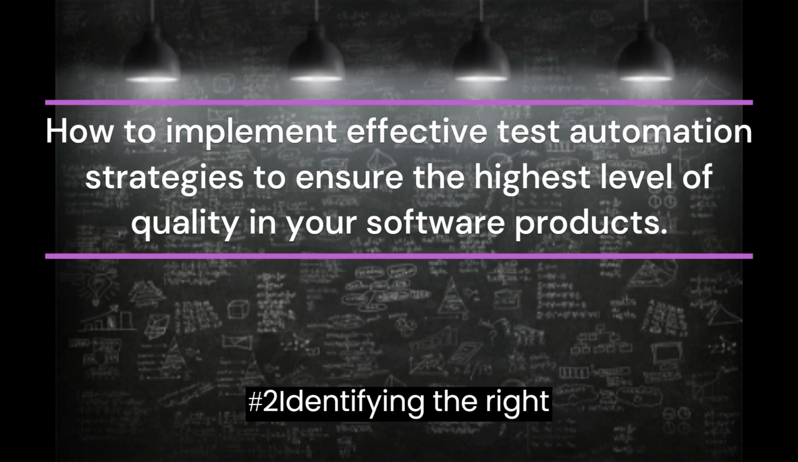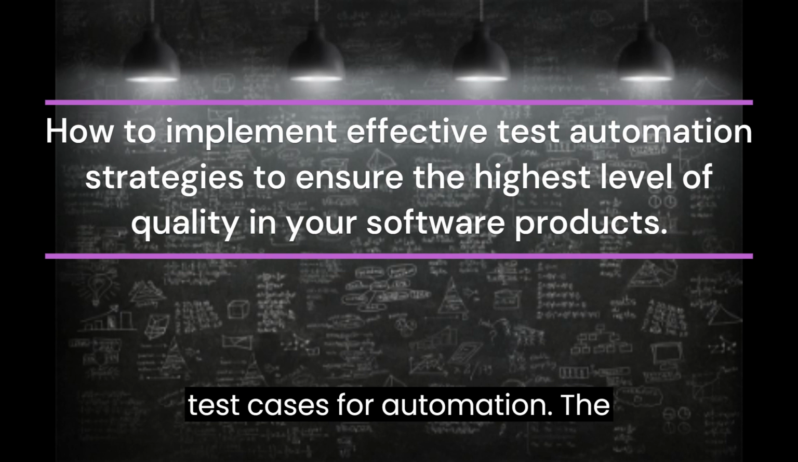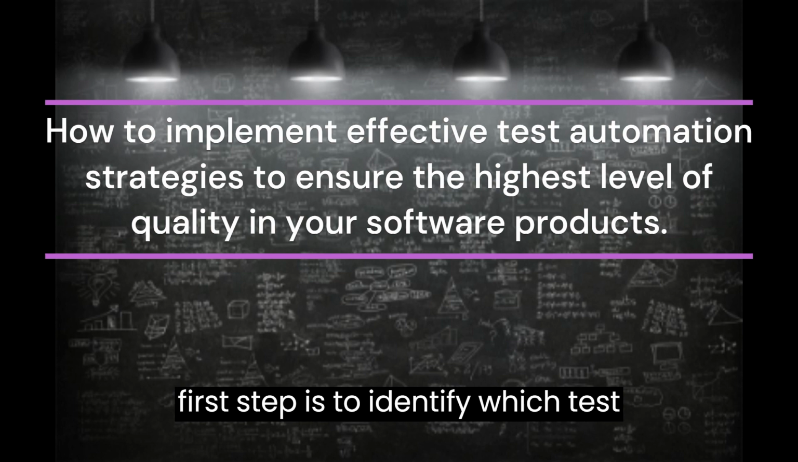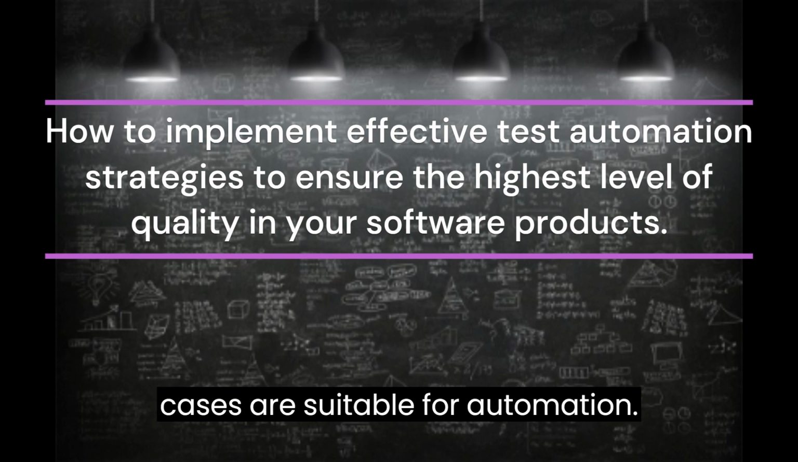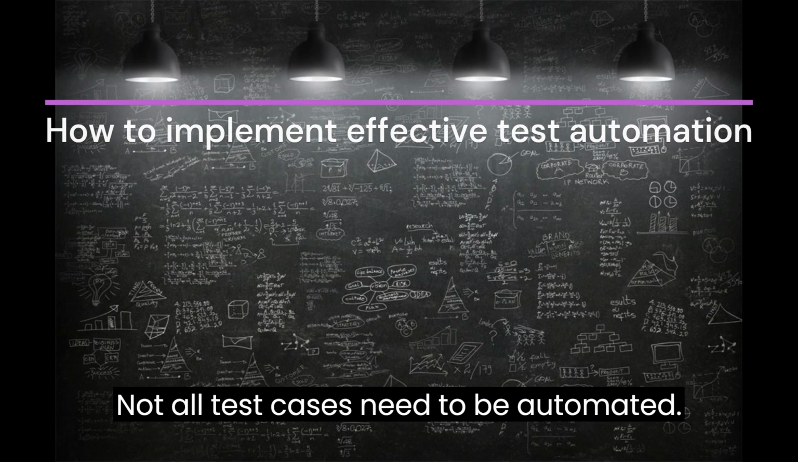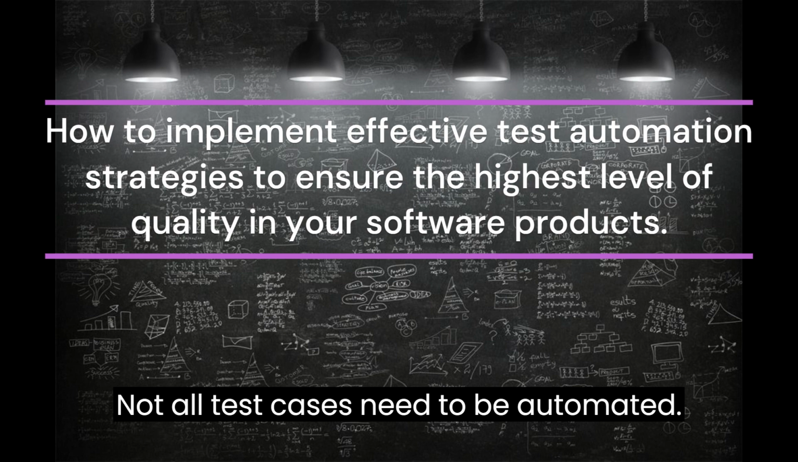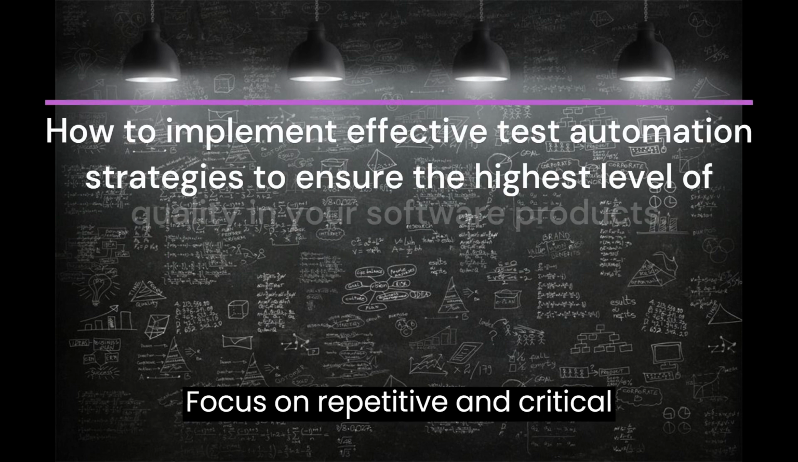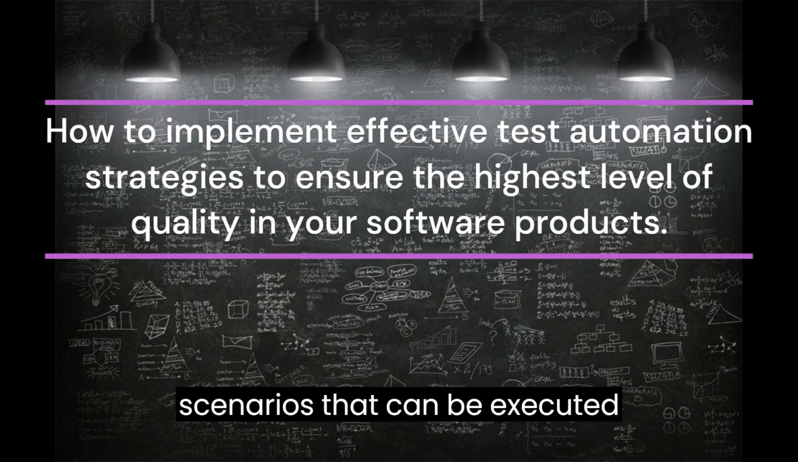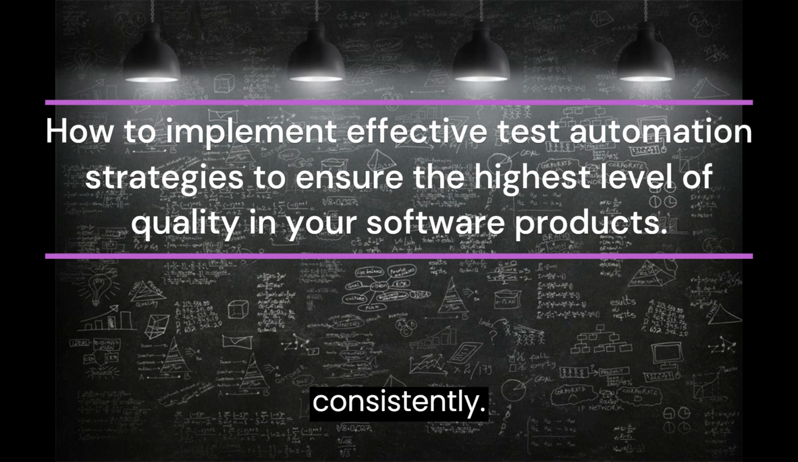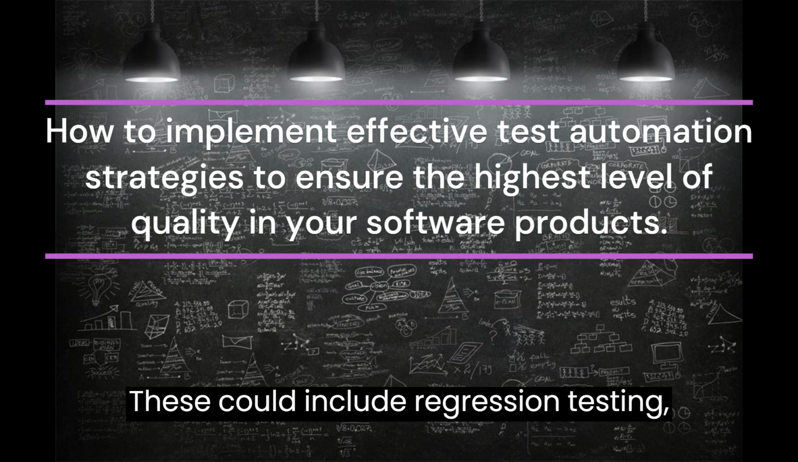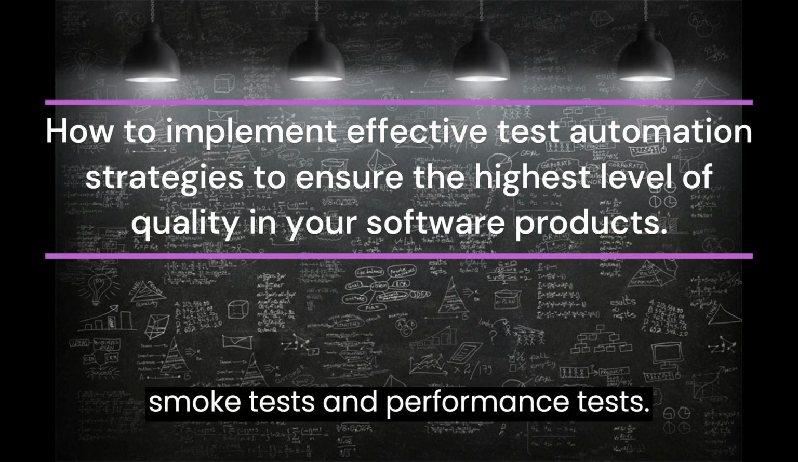Number 2. Identifying the right test cases for automation. The first step is to identify which test cases are suitable for automation. Not all test cases need to be automated. Focus on repetitive and critical scenarios that can be executed consistently. These could include regression testing, smoke tests, and performance tests.